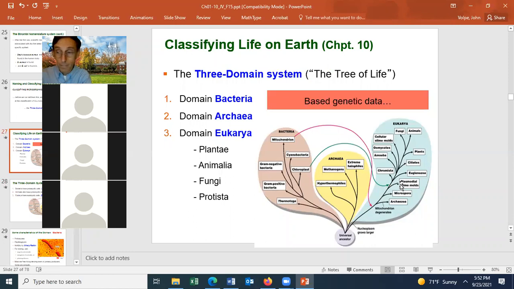What domain did you say the plants, animals, fungus, and the other one? What domain are they a part of? Showing it right here. They're in the domain eukarya. Oh, I see. Thank you. Okay.